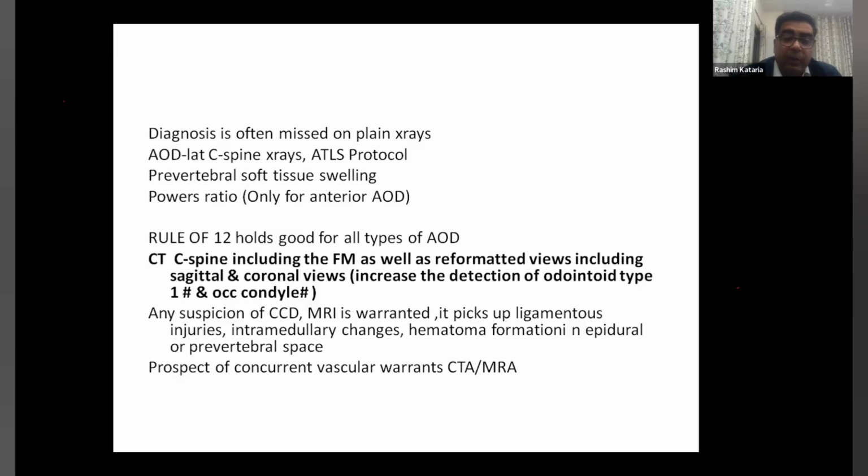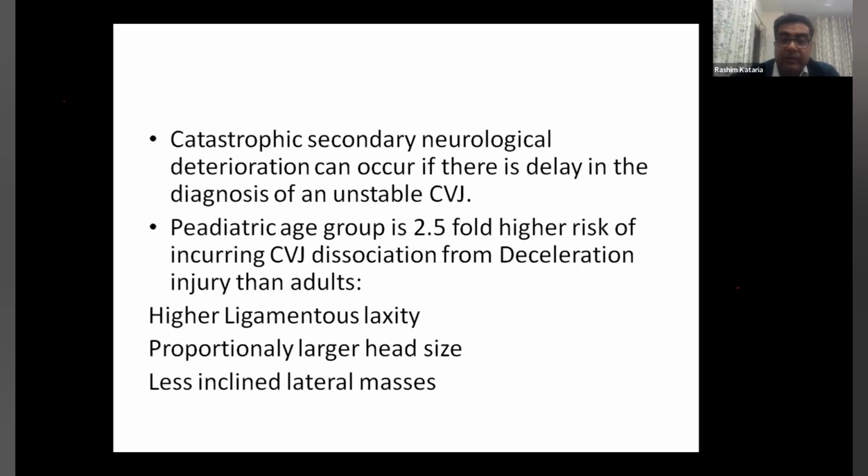CT cervical spine, including the foramen magnum, as well as reformatted views, including the sagittal and coronal views, increases the detection of odontoid type 1 fractures and occipital condyle fractures, which are otherwise missed on cervical spine radiographs. Any suspicion of craniocervical disruption warrants an MRI, as it picks up ligamentous injuries, intramedullary changes, hematoma formation, and epidural and prevertebral space collections. If we are suspecting a vascular injury, a CTA or MRA is advised.